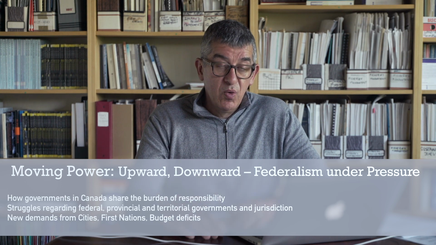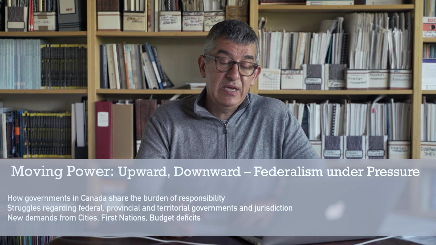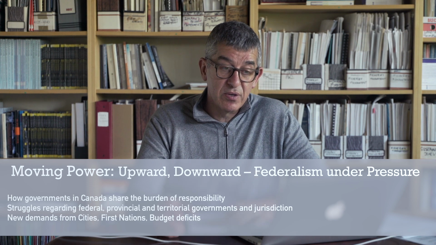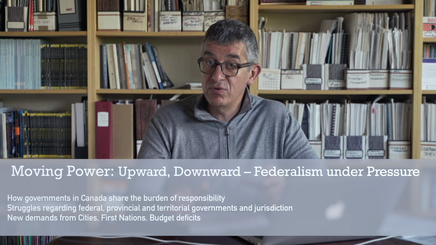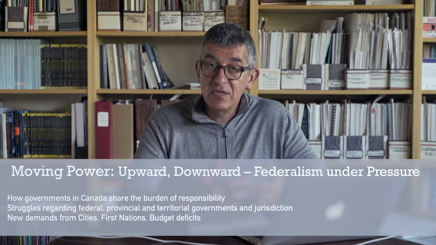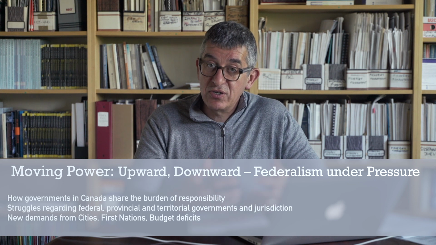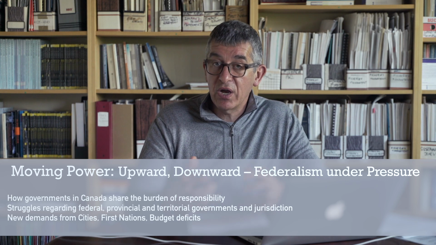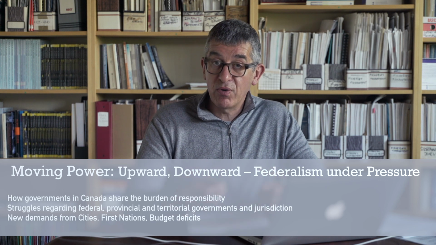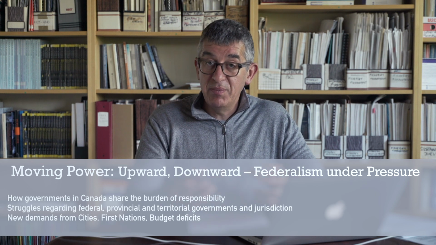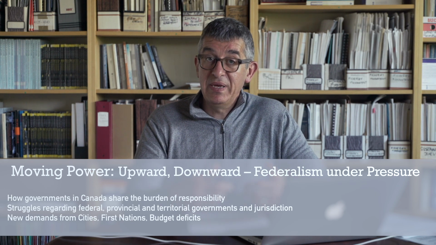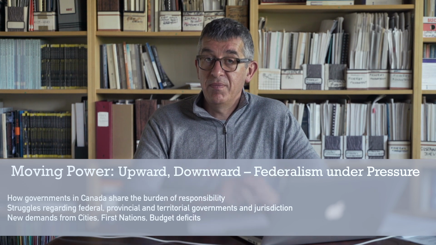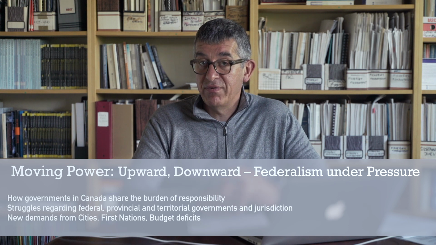And one of the key questions of this unit is to understand how governments in Canada share the burden of responsibility. In other words, we're trying to understand the articulation, the architecture of governments working together to form governance, in a way, how governments basically move power up and down and responsibility up and down so that it's basically addressing more efficiently, effectively, pressures, demands on government institutions.